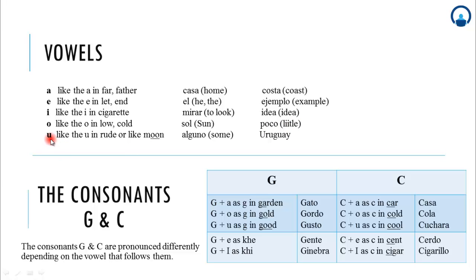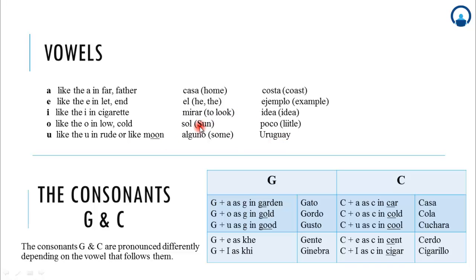Next letter, U in English and U in Spanish, just as we get the pronunciation in the word rude, or in the word moon, just like U over here. Examples of this vowel in words are alguno, that means some, and Uruguay, that's a place, a country. Now that was with the vowels.